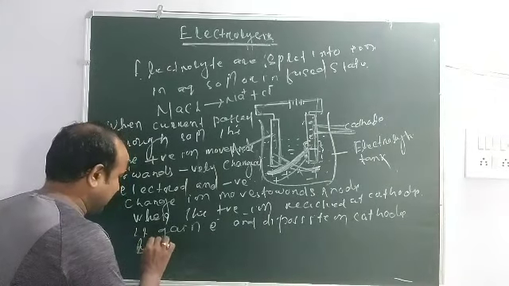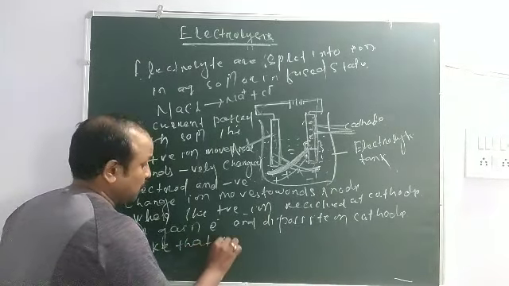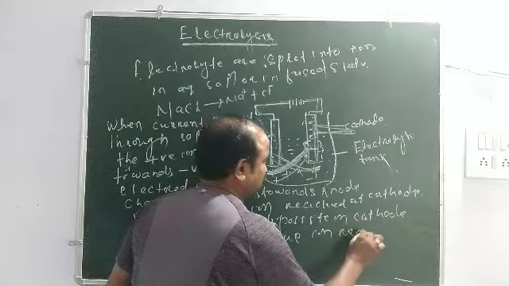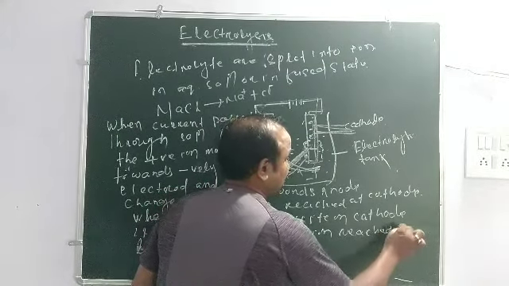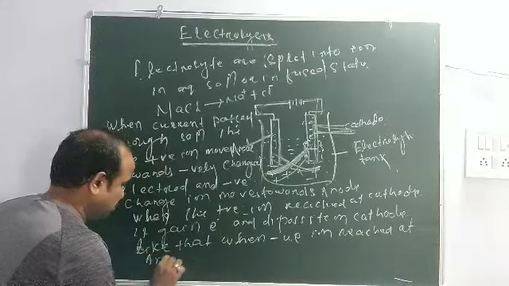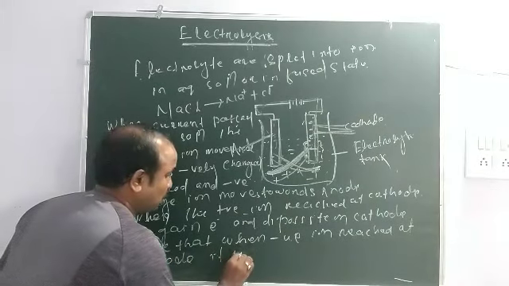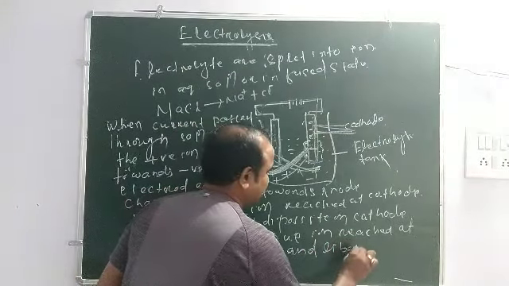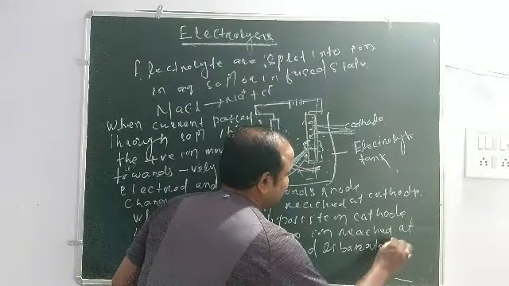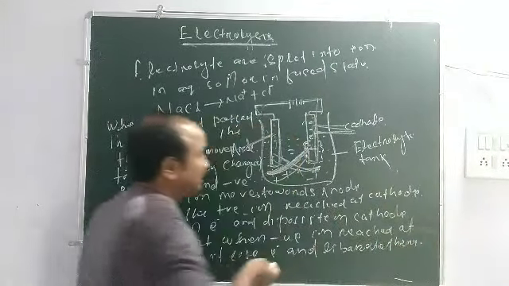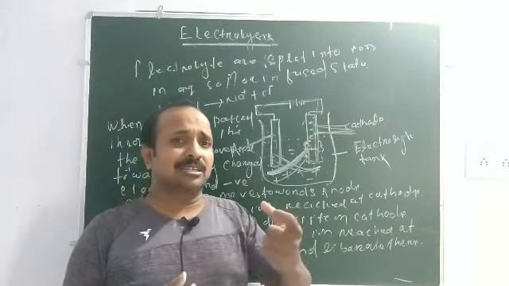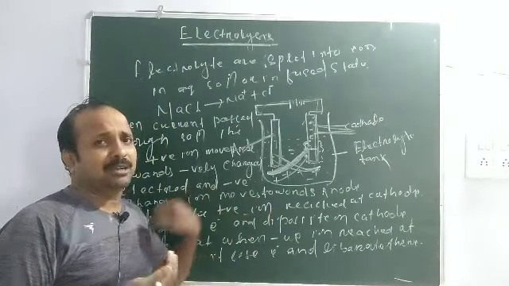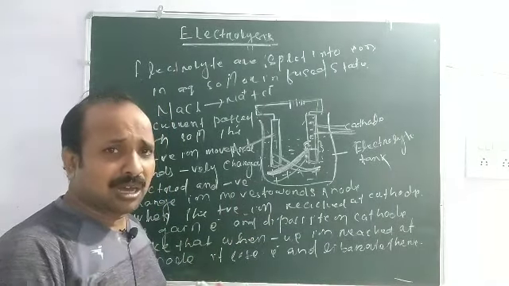When a negative ion reaches the anode, it loses electrons and is liberated in the form of gas there. Negatively charged ion means it contains extra electrons. They also want to lose their electrons and come back to the original state of the atom.